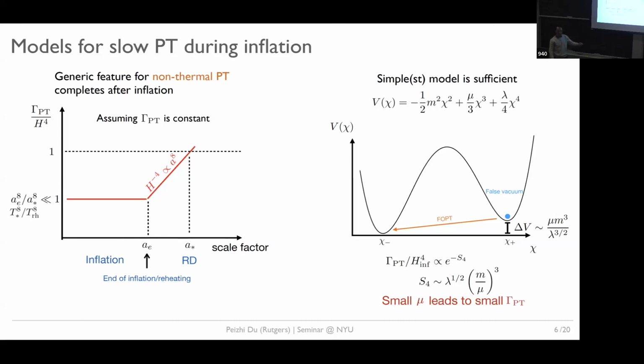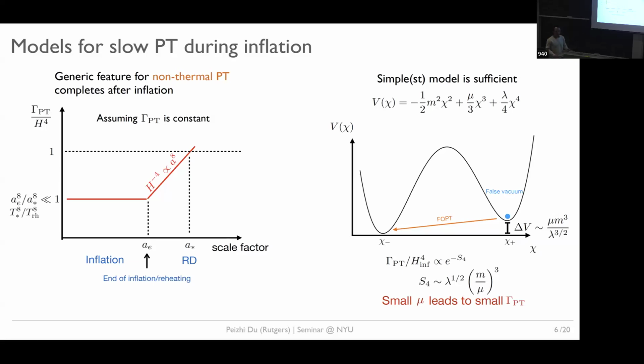It goes as 1 over mu. So a small mu is technically natural, which makes the potential difference delta V small, and also gives a small phase transition rate. So it's all connected. And since mu is technically natural, we can make it naturally small, and the rate will also be small because of this exponential factor.